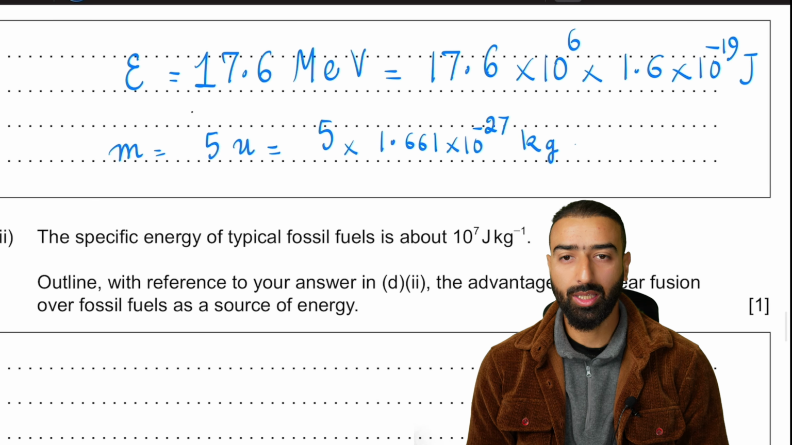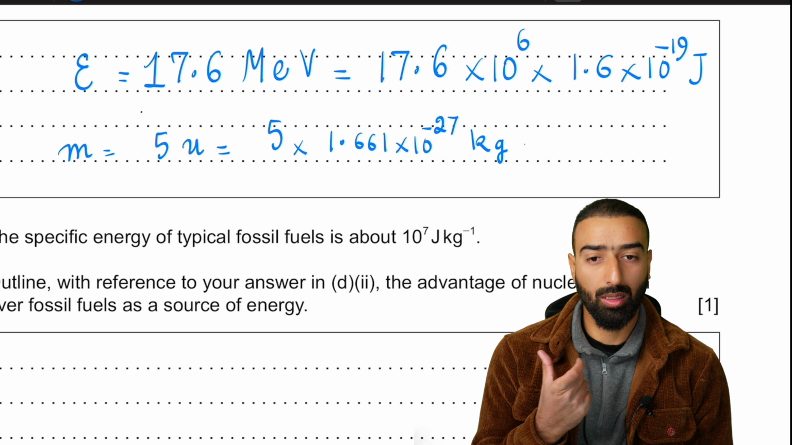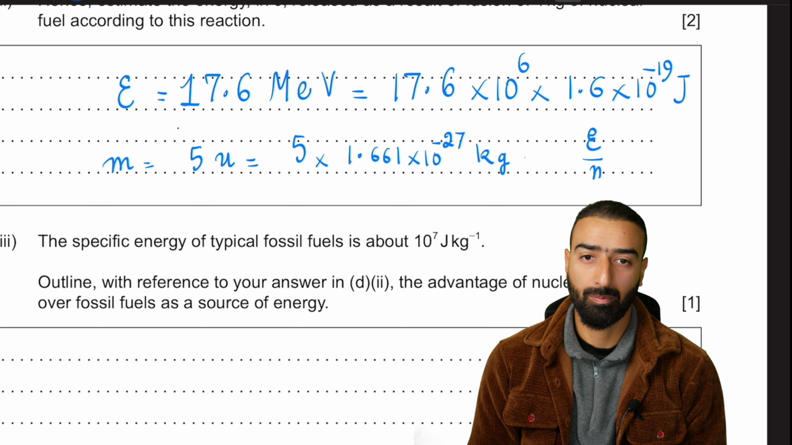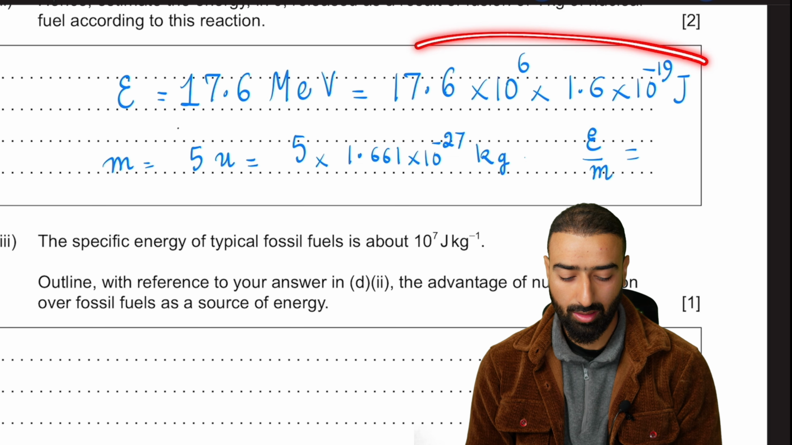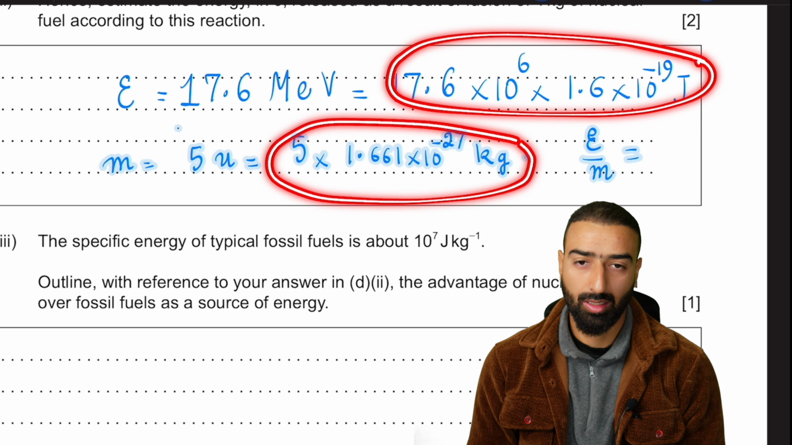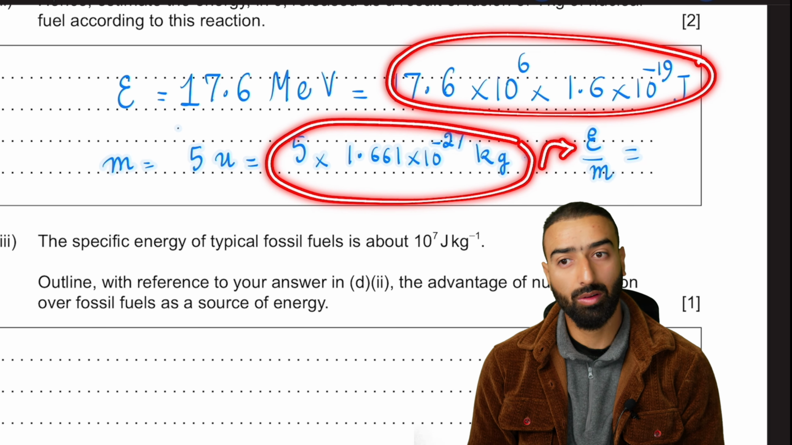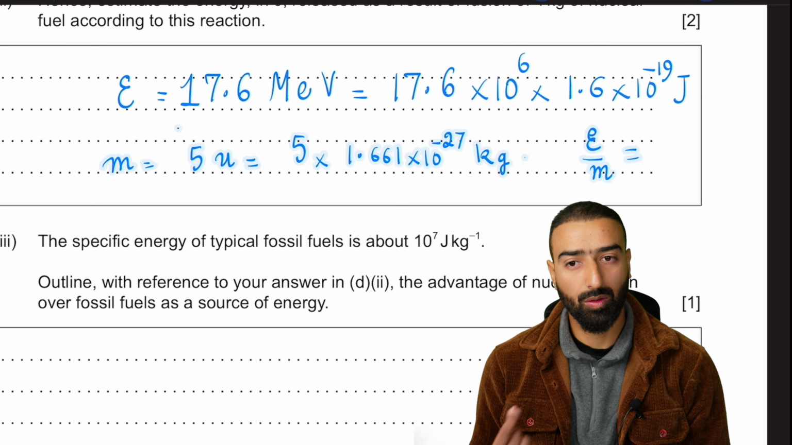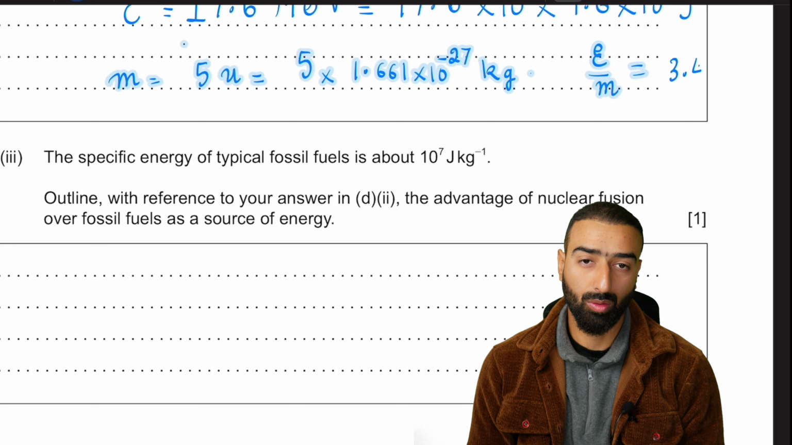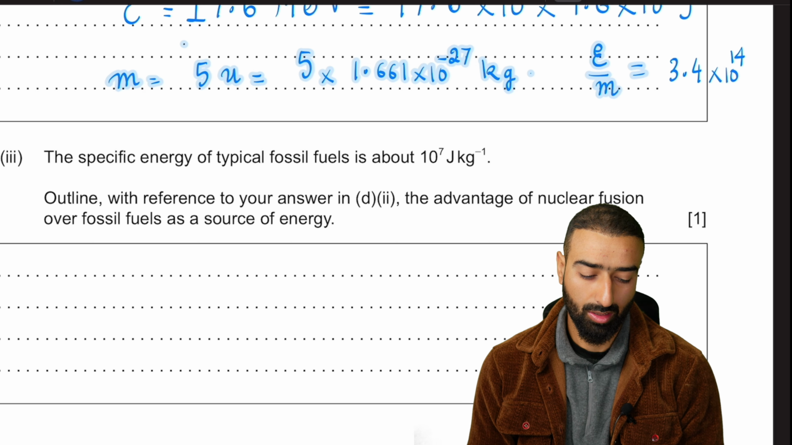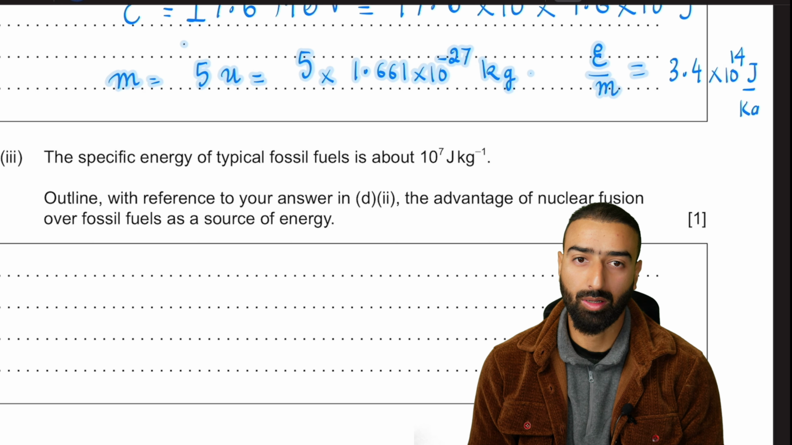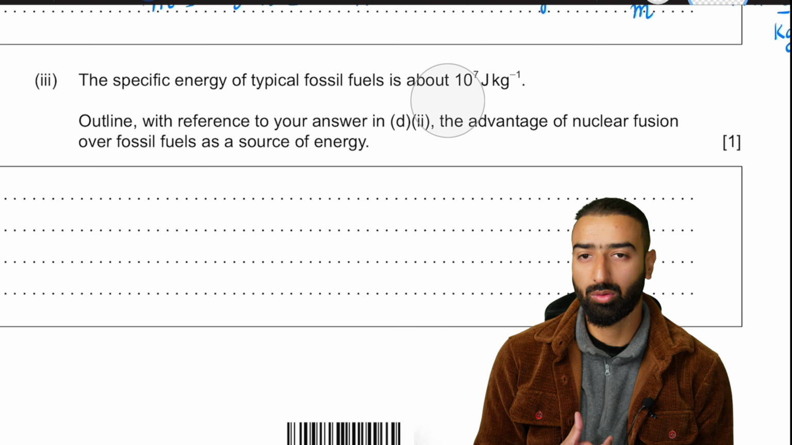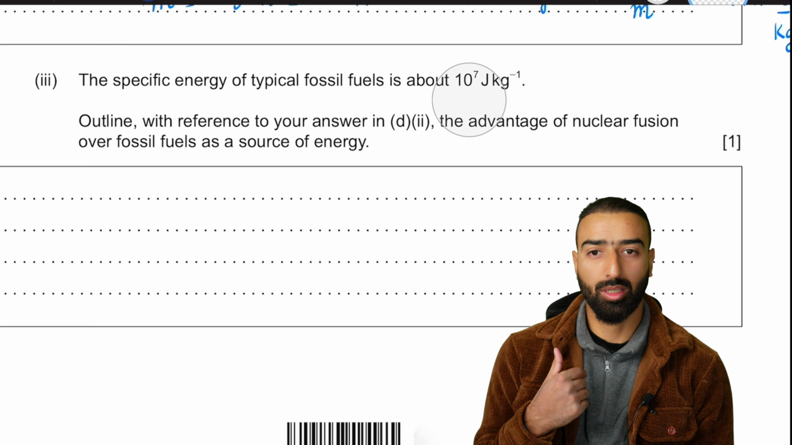All right, so we can figure out energy per kilogram. That's what we want. So we simply divide E with M. So we take this and divide it with this. And that gives us the amount of energy released per kilogram. If we put this into a calculator, we get a value of about 3.4 into 10 to the 14 joules per kilogram. That's a lot of energy. The specific energy of typical fossil fuels is 10 to the 7 joule per kilogram.